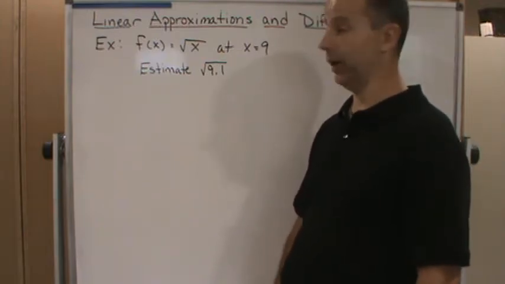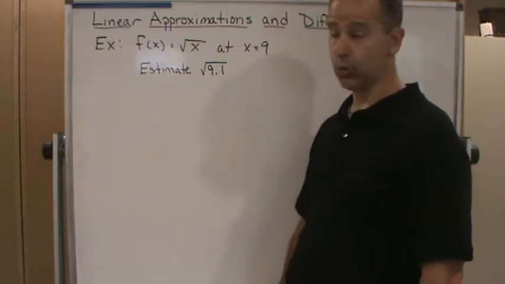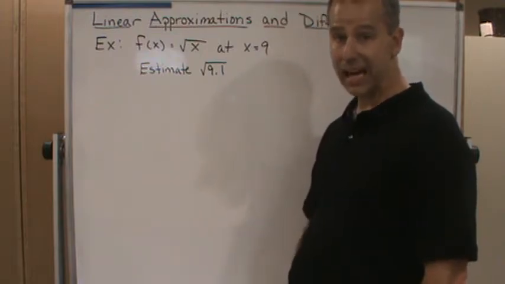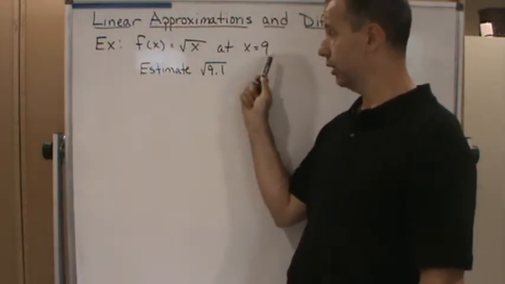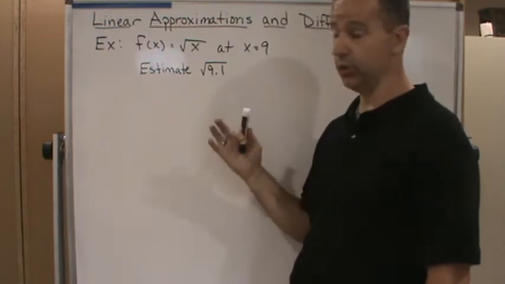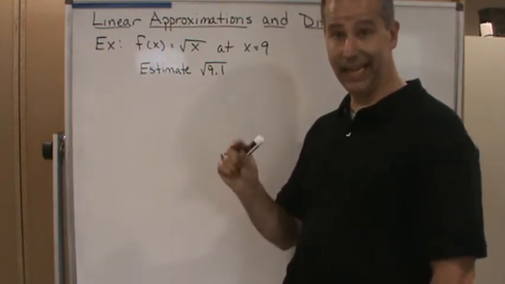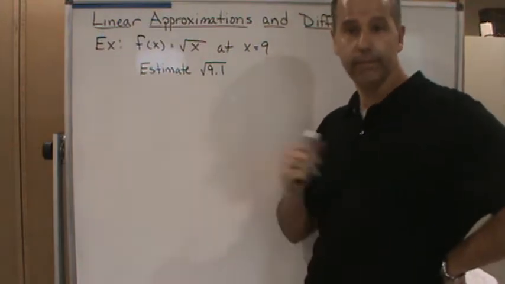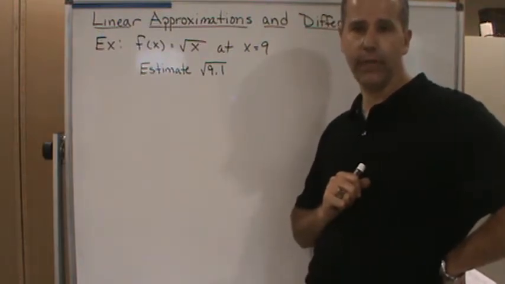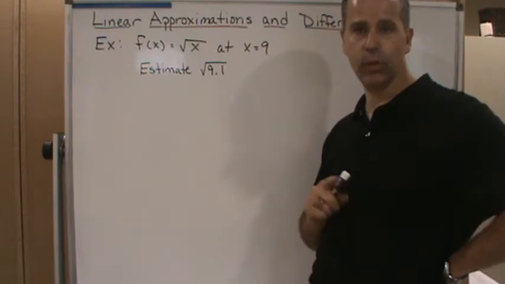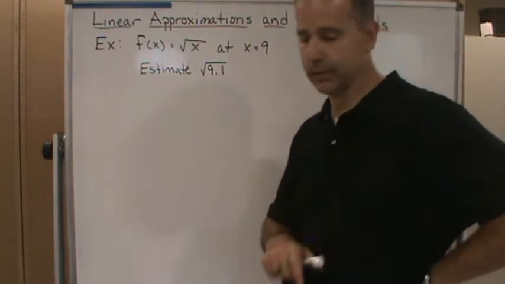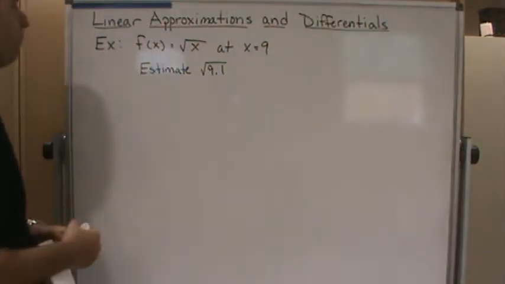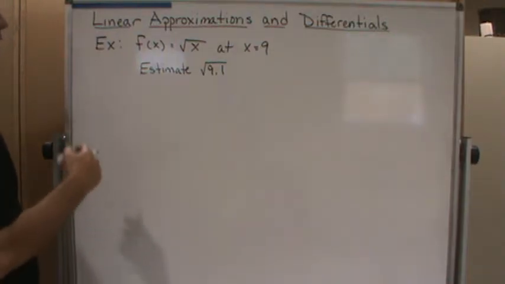9.1 is not a perfect square, but the square root of 9 is. We're going to use the fact that it's very close to a perfect square to estimate what the square root of 9.1 is going to be. So let's get started.